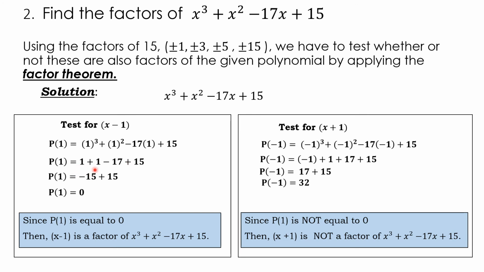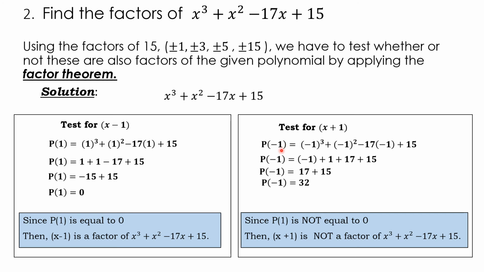Okay, so we have 1 plus 1, 2, 2 minus 17, that's negative 15 plus 15. So, negative 15 plus 15 is 0. Therefore, we can say that x minus 1 is a factor of x cubed plus x squared minus 17x plus 15 kasi ang sagot natin dito ay 0. So, for the next one, we have to test if x plus 1 is a factor.